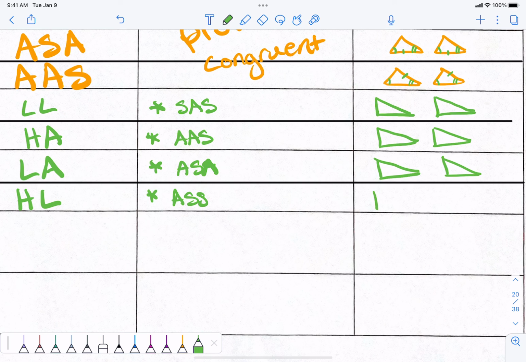Mine aren't looking congruent, but I know, mine don't either. Okay, so all of these guys are 90-degree angles. 90s, 90s, 90s, 90s, 90s.